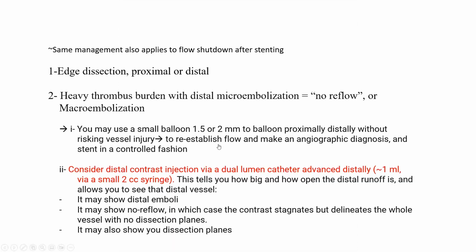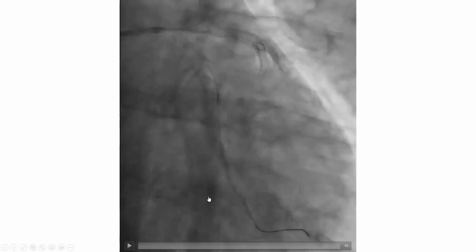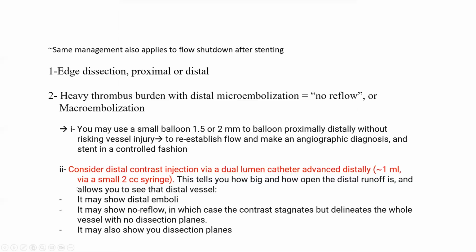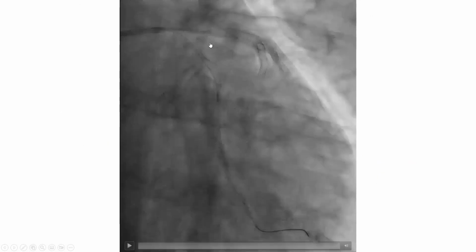So the message is contrast distal injection via dual lumen catheter advanced distally. It may show you distal macroemboli. It may show you no reflow, and this patient had some degree of no reflow, but that wasn't his biggest issue. It may show you dissection planes, and it did in this case. So for this patient, we immediately stented proximally.